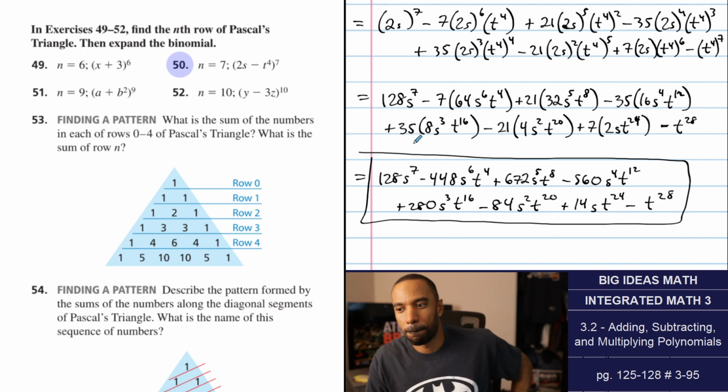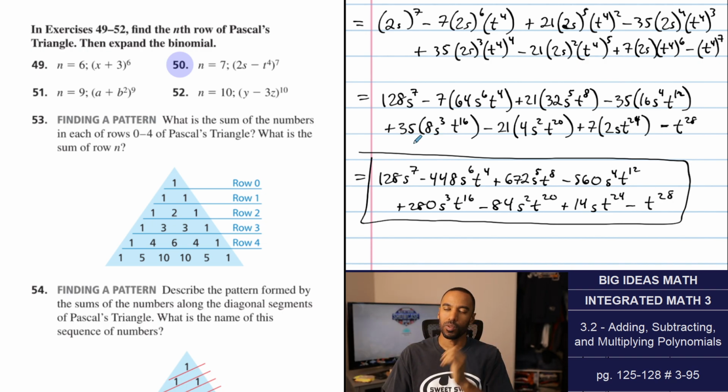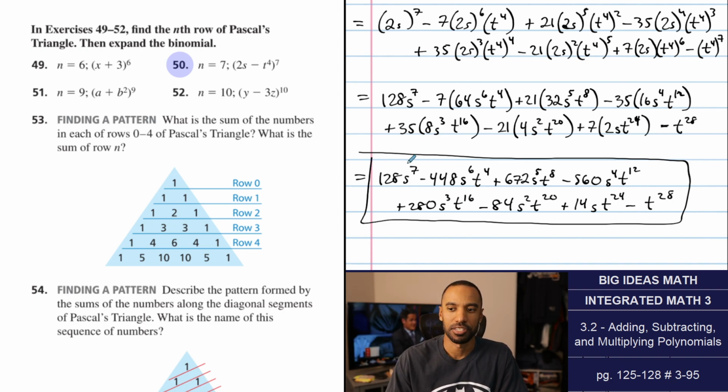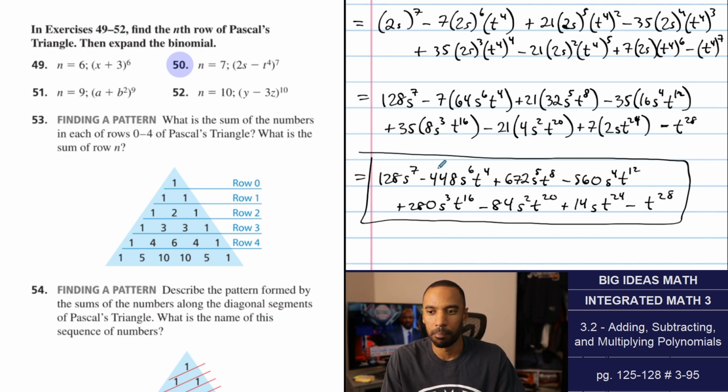Here's the interesting part. Standard form should be in descending order of degree. Yes, the s's are going down in degree, but you should be adding the exponents to get the whole degree of your variables. This is of degree 7. This is of degree 10, 13, 16, 19, 22, 25, and 28. This is the highest degree term. This should technically be written first.